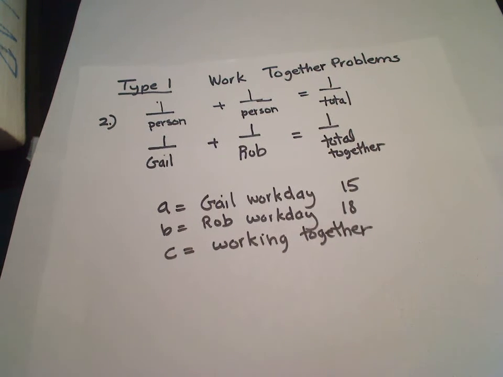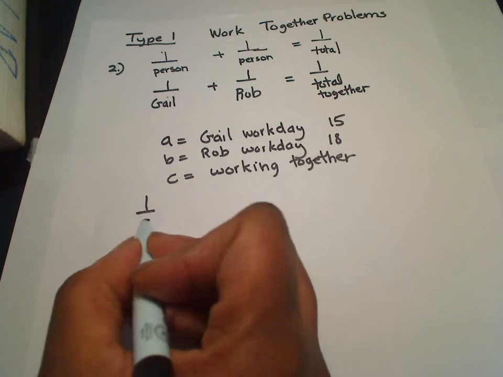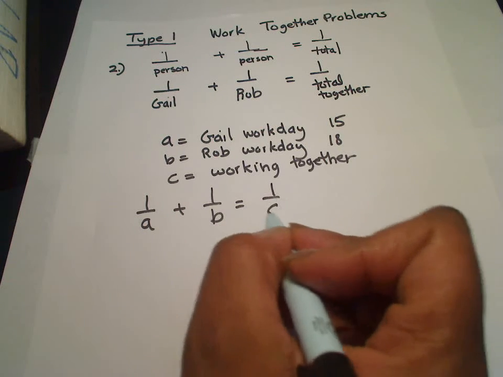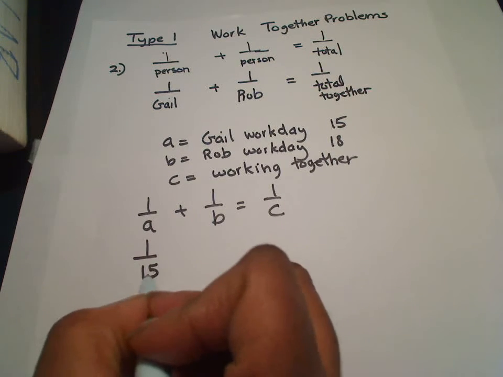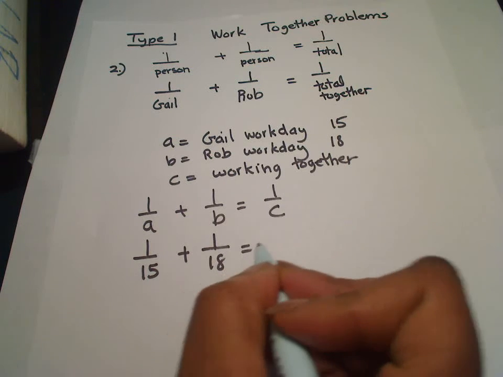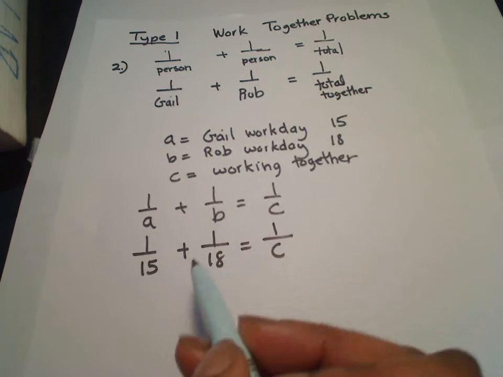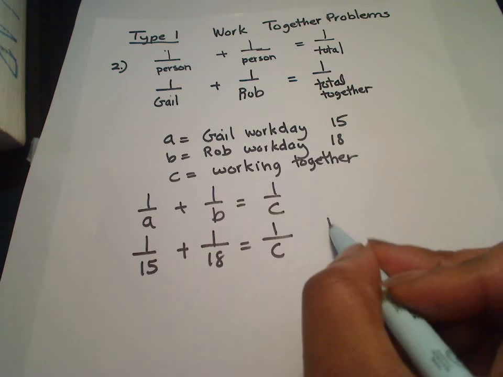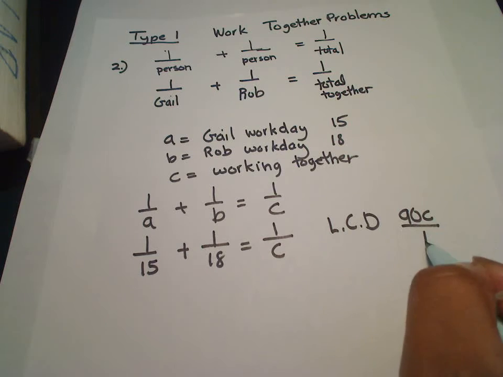Okay, so my formula would be 1 over A plus 1 over B, which is equal to 1 over C. So that would be 1 over 15 plus Rob is 1 over 18 equals 1 over C, because that is them working together. Now with this fraction, you will need to find the LCD. The LCD is 90C over 1.